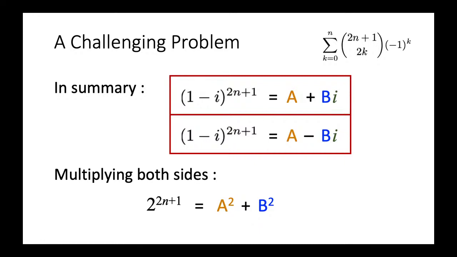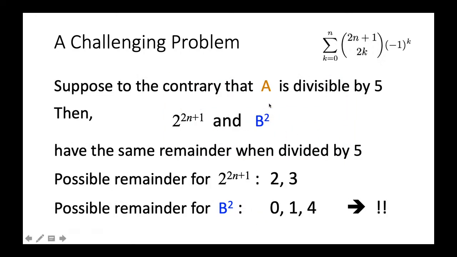Okay, so far so good, right? Remember, a is our target term. B is some integer. Now, we want to show that a is not divisible by 5. So suppose to the contrary, so we are supposing the opposite. We suppose that a is now divisible by 5.